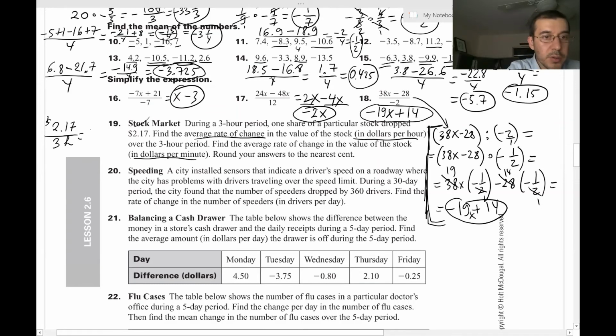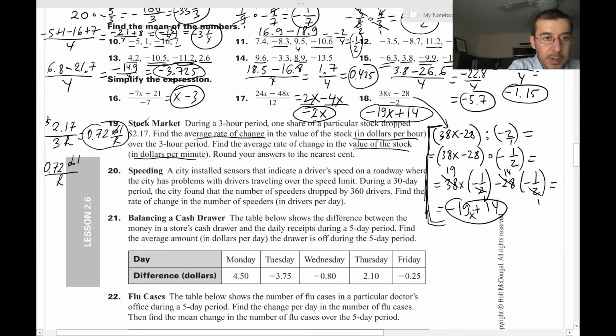So it's 0.72. This is going to be dollars over hours. That's the answer to the first question. The second question is find the average rate of change in the value of the stock in dollars per minute. So we have 0.72 dollars per hour.